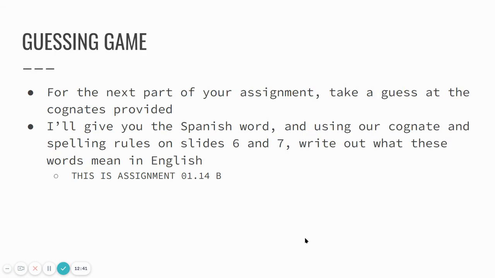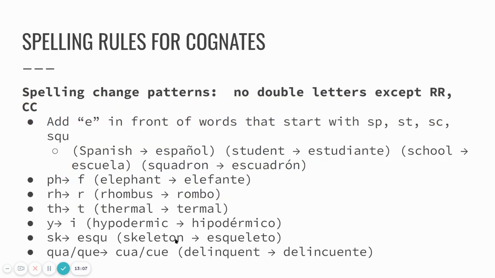Now we have a guessing game, sort of. You are going to take a guess at the cognates that I give you. You're going to hear me speaking those cognates. I'll give you the Spanish word, and just using our cognate rules and our spelling rules that we especially found on slides 6 and 7, you're going to write out what these words mean in English. So, for example, if I say the word esqueleto, you would be like, oh, yeah, ESQU is actually an SK, so an esqueleto is going to be a skeleton. Or if I say español, that's Spanish.